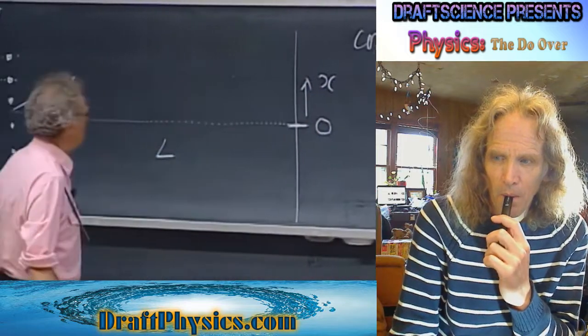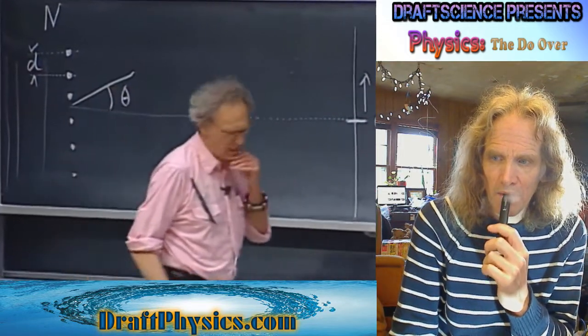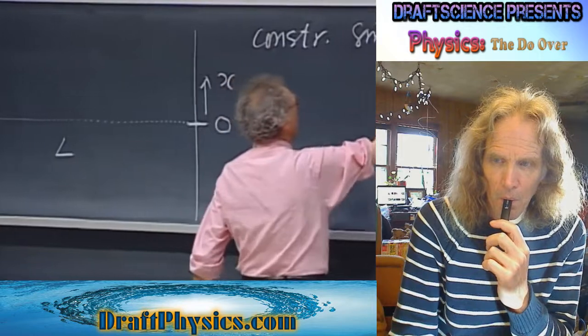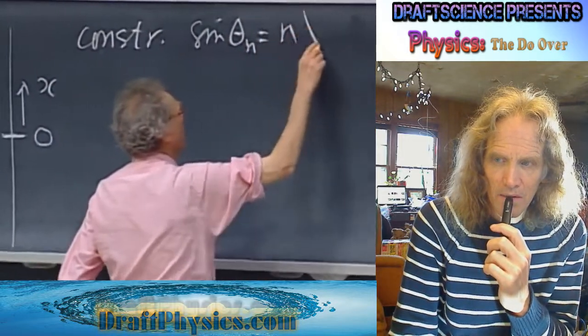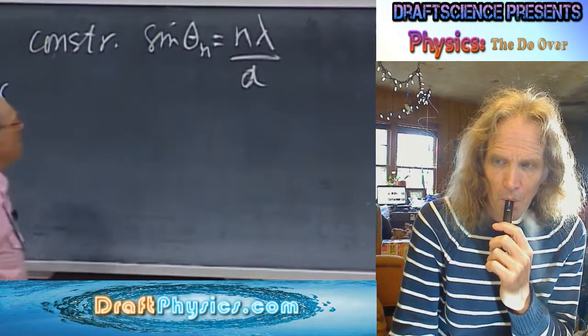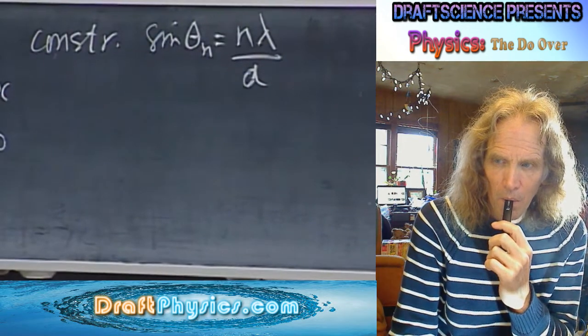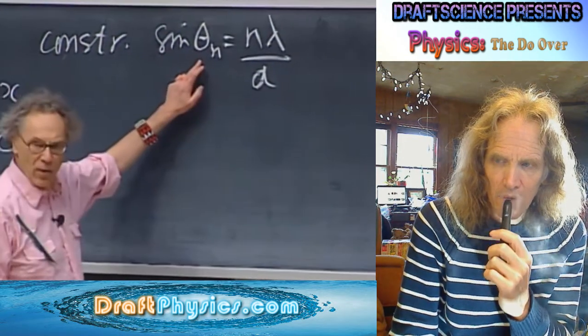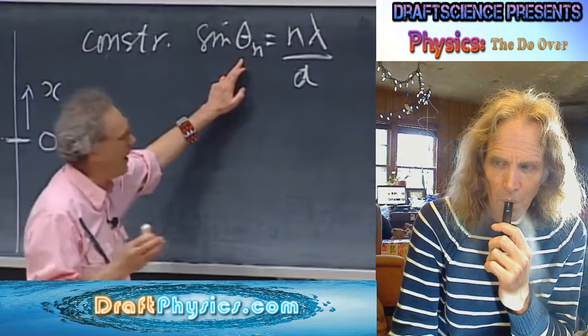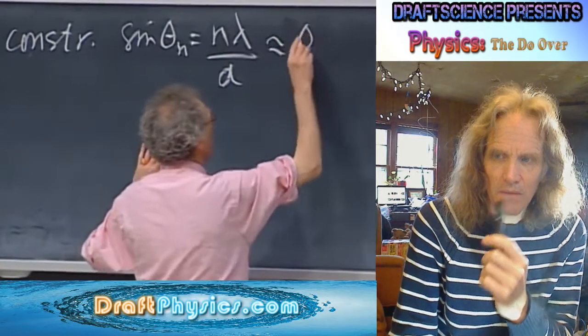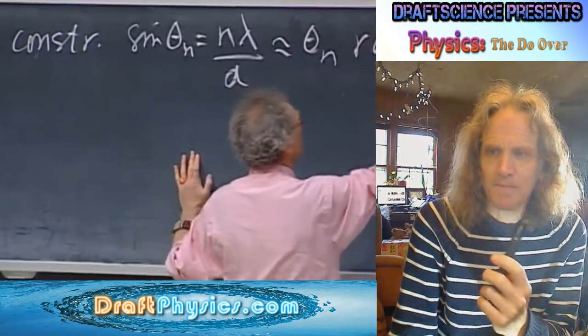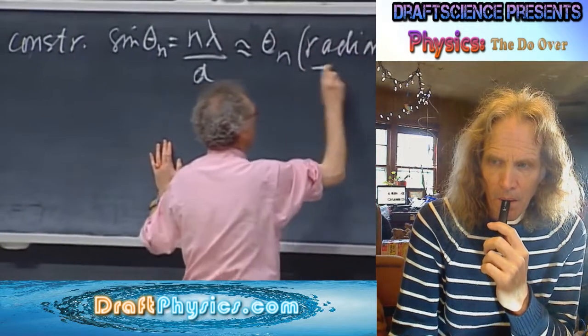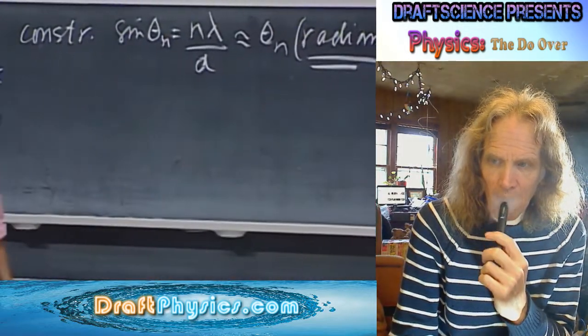Exactly the same situation that we had with the double slit interference pattern, when the sine of theta_n equals n lambda divided by d. And if you're dealing with very small angles theta, you should all remember that the sine of an angle is the same as the angle itself, provided that you work in radians. So for small angles, you can always use this approximation. Remember that it is in radians, and that's only a small angle approximation.